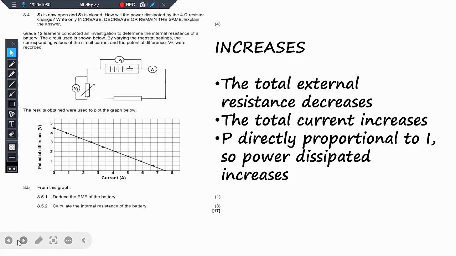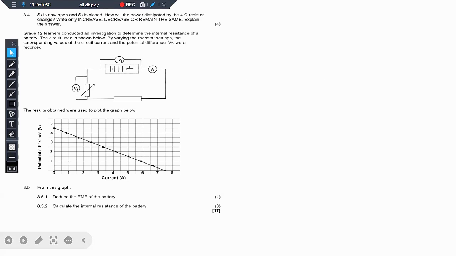Okay, so now let's proceed to 8.5. It starts with this statement here. Grade 12 learners conducted an investigation to determine the internal resistance of a battery. The circuit used is shown below. By varying the rheostat settings, so the rheostat is basically the variable resistor, that means you can change the resistance of that particular component. Then the corresponding values of the circuit current and the potential difference V2 were recorded. The results obtained were used to plot the graph below.